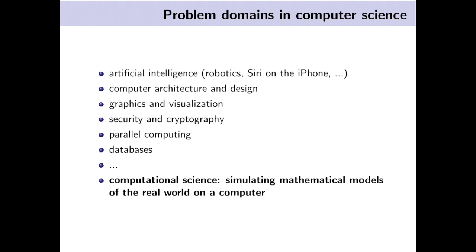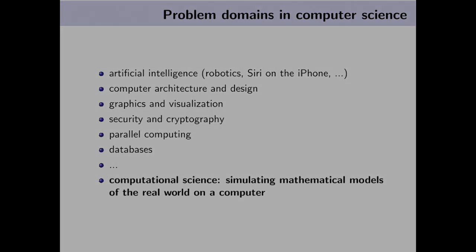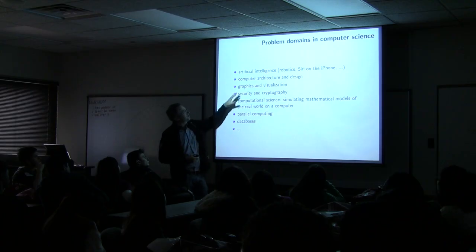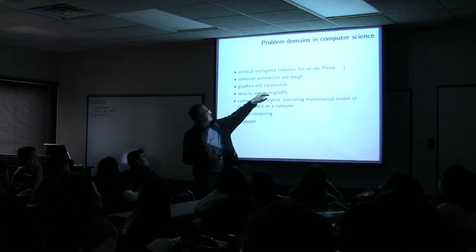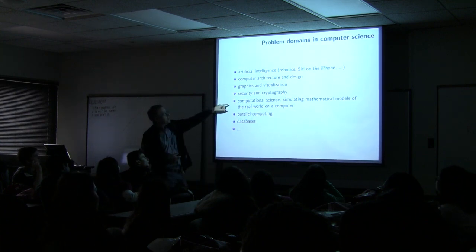Although computer engineering and computer architecture actually look at building things, there are different kinds of problem domains in computer science: artificial intelligence, robotics, Siri for example on the iPhone. You talk to her, and she gives you answers, and it's an amazing tool. Architecture, design, graphics, visualization. This is one of my hobbies. I don't do much of these. I do this right here.